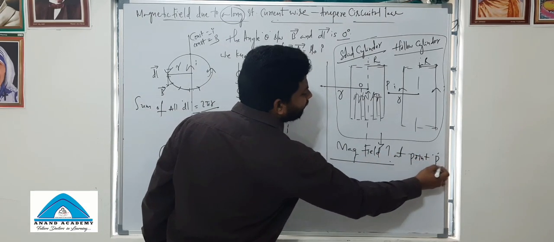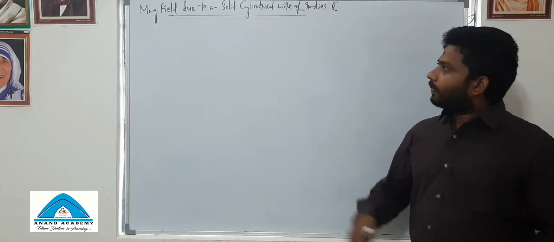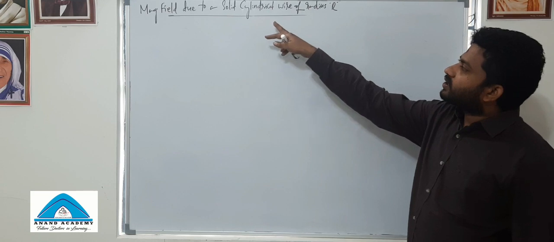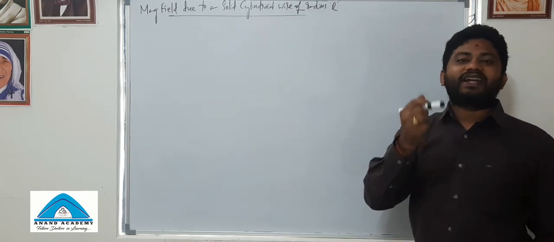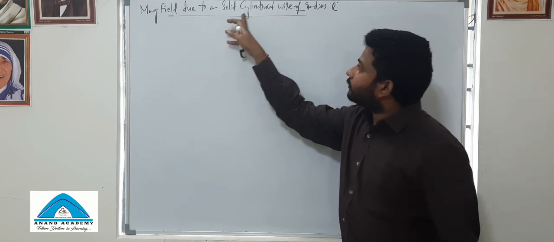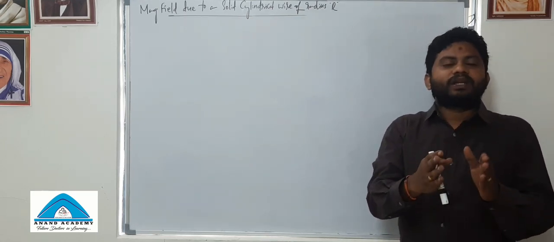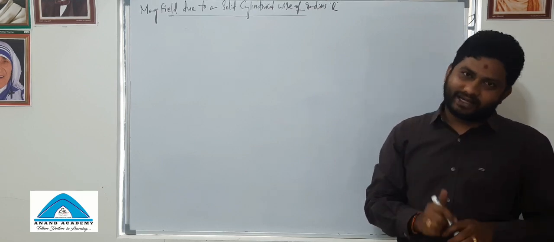At point P, we have to find out. Let's continue the session. Magnetic field due to a solid cylindrical wire of radius capital R. There is a magnetic field produced by the solid cylindrical wire, that means one through which a current I is flowing.